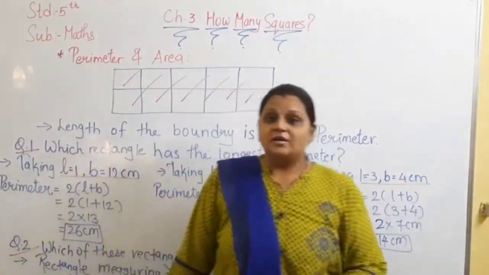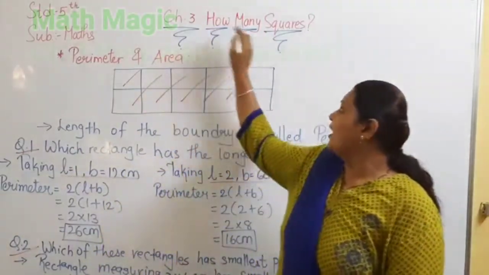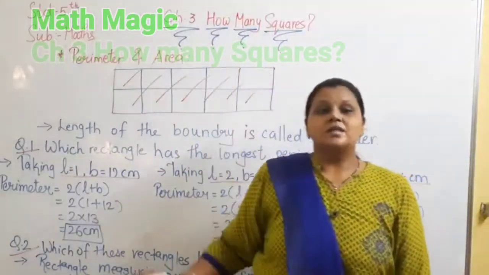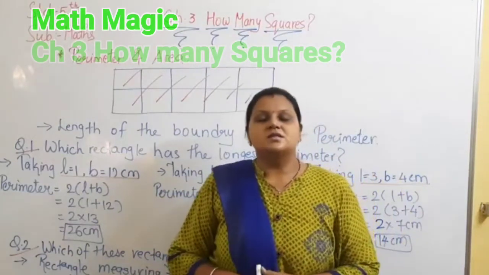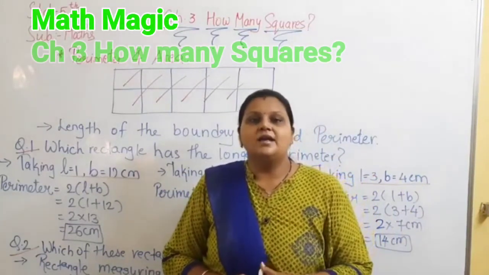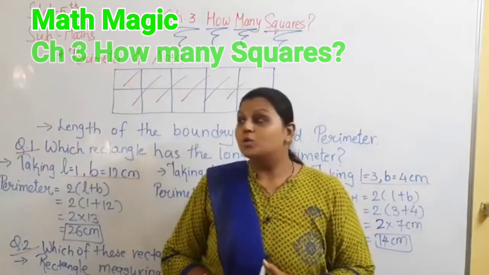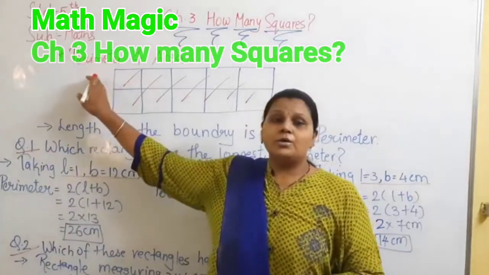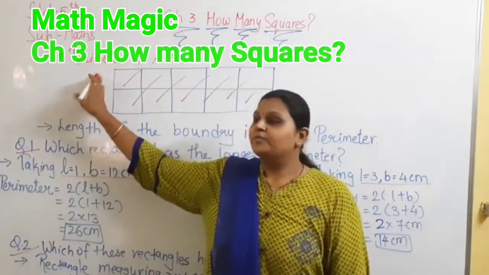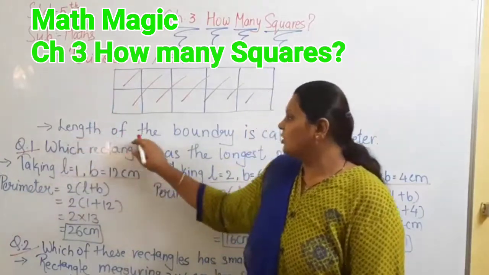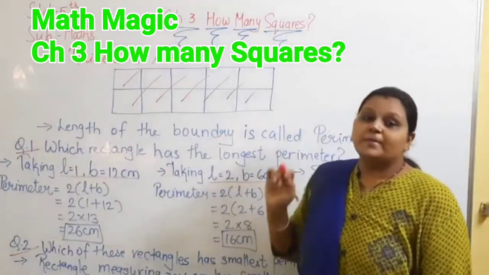Now we will start with chapter number 3, how many squares. In this chapter we will learn the concept of perimeter and area. Let me clear the word perimeter. What do you mean by perimeter? Perimeter is the length of the boundary.